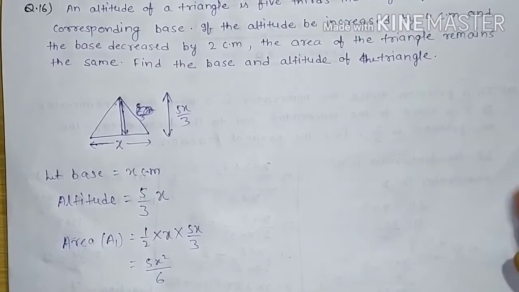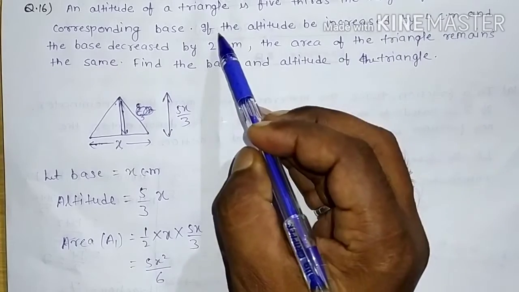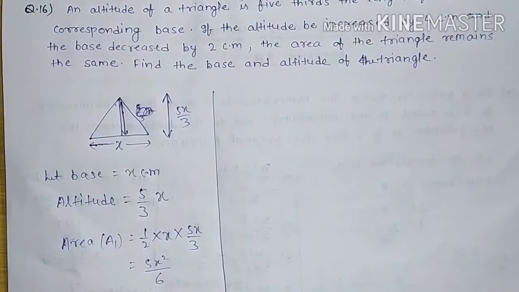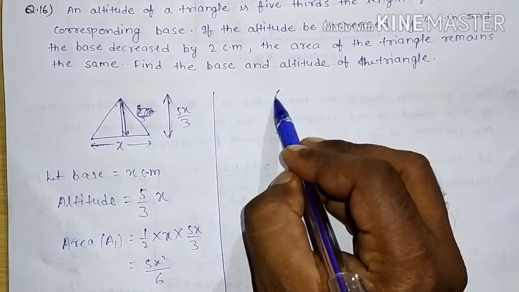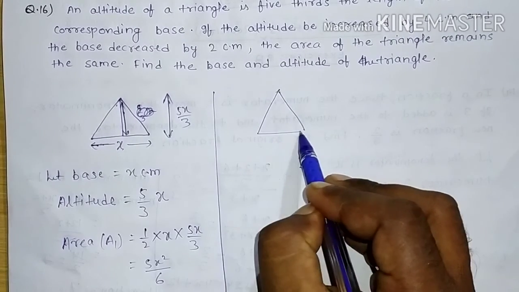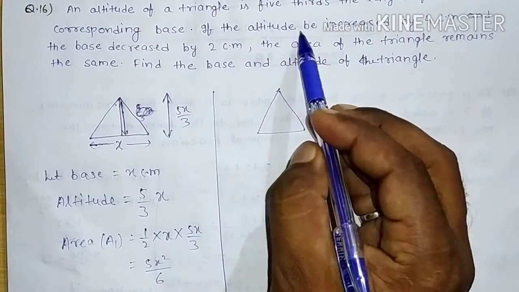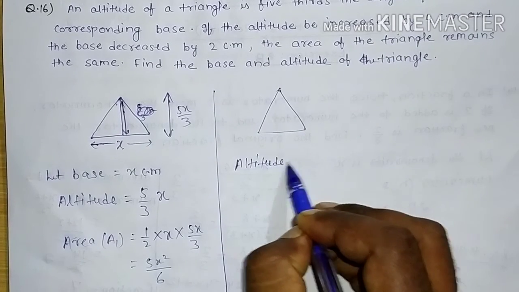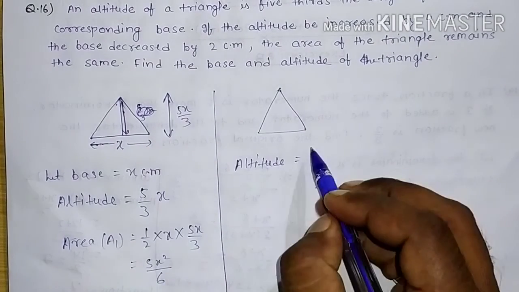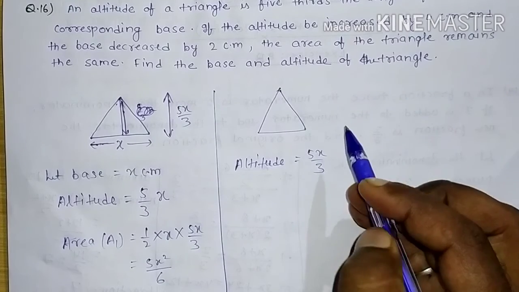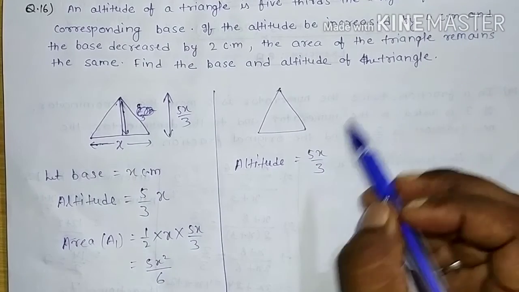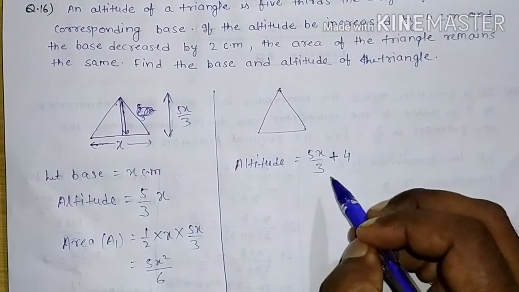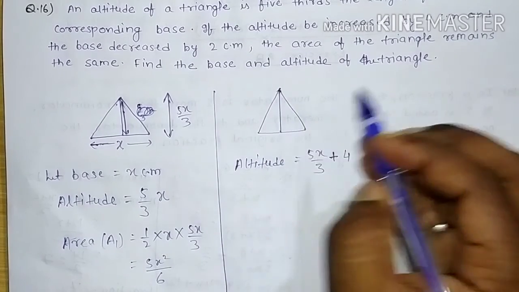Now the second condition is given here. If the altitude is increased by 4 centimeter, a new triangle is formed whose altitude is increased by 4 centimeter. That means the altitude, which equals 5 by 3x, so this is 5x by 3, and it is increased by 4 centimeter, that means plus 4 is added here. Now this is the new altitude and this is the new triangle.